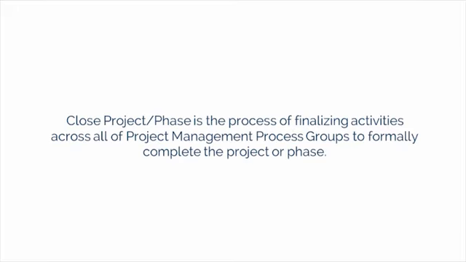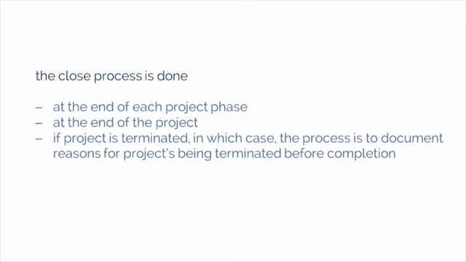The close project or phase process includes finalizing all activities completed across all project management process groups, formally closing the project or project phase, and transferring the completed or canceled project as appropriate. The closing process is done A, at the end of each project phase, B, at the end of the project, or C, if the project is terminated, in which case the process is to document the reason that the project is being terminated before completion.